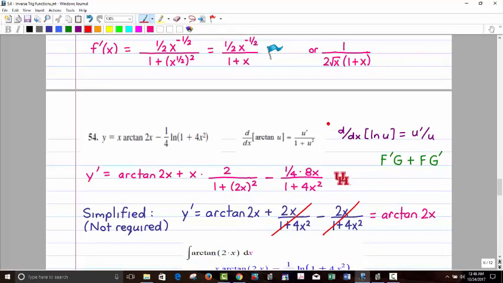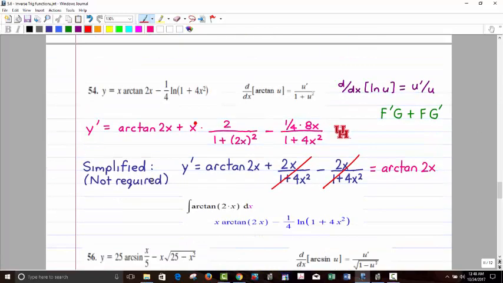All right, let's take a look at this one. This one's got a product rule going on here, so we can refresh our memory of the product rule real quick. So the derivative of x would be 1, so that's why there's nothing there, times arctan of 2x, plus x times the derivative of arctan, which I have right there. So the derivative of 2x would be 2 over 1 plus 2x squared. So I left that alone for a minute.